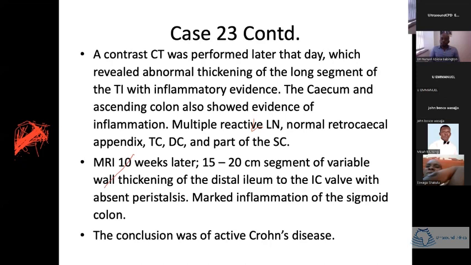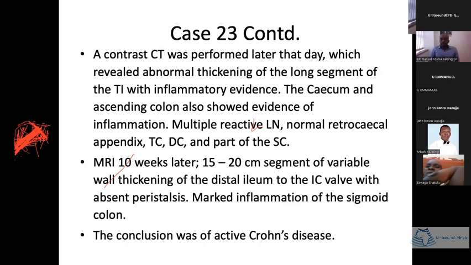This revealed an abnormal thickening of the long segment of the terminal ileum with inflammatory evidence. The cecum and ascending colon showed some evidence of inflammation around it, and there were multiple reactive lymph nodes around. There was a normal retrocecal appendix. The transverse colon, descending colon, and part of the sigmoid colon all showed slight evidence of inflammation, but nothing significant. So MRI was done later than this. So that was basically thickening of a long segment of the terminal ileum.